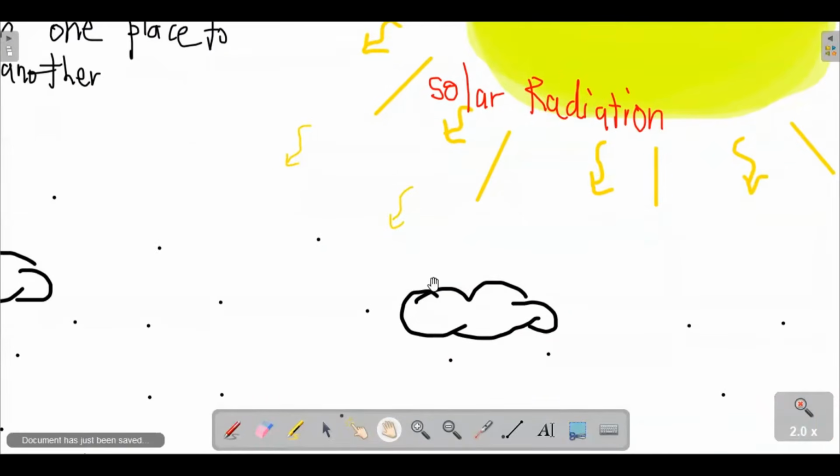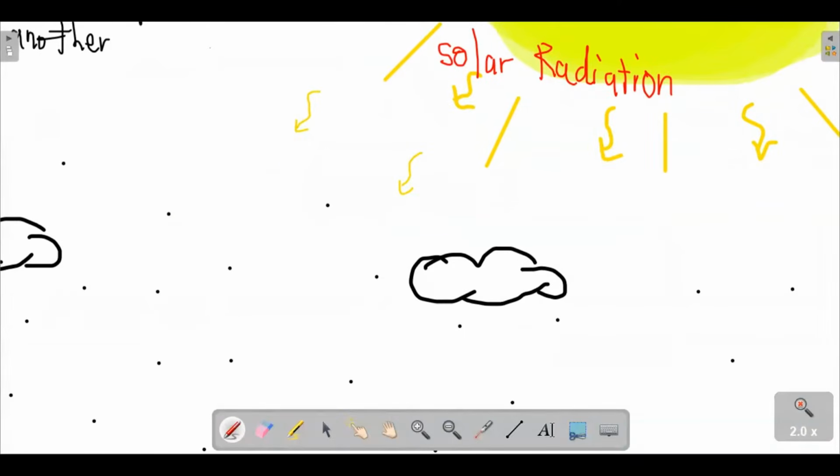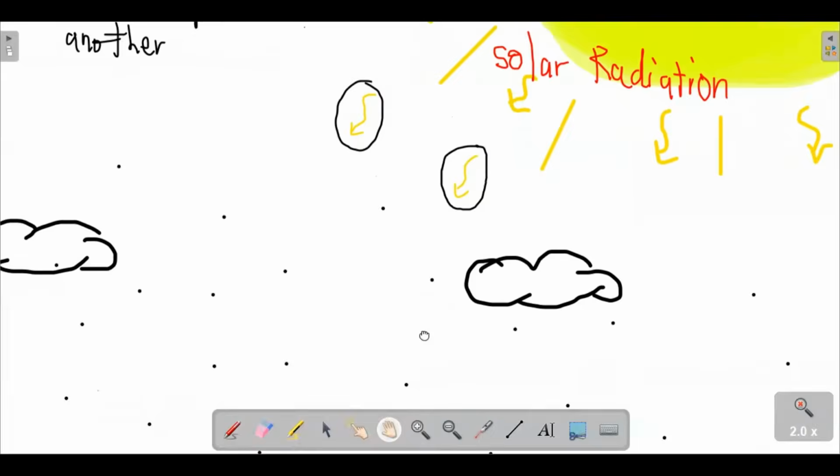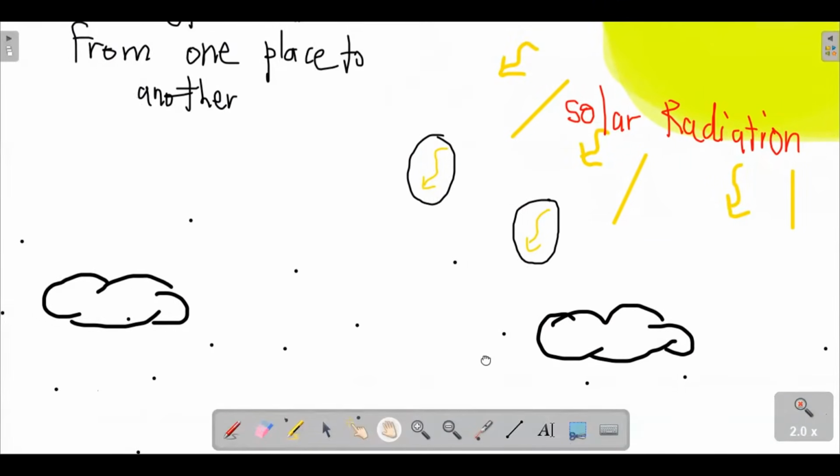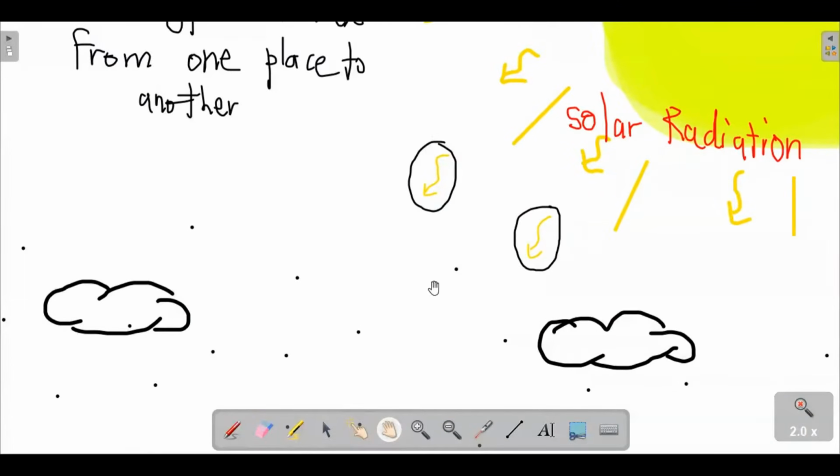Okay, so it's incoming, it's coming towards us, right? As you can see over there, these represent the solar radiation that the sun releases towards Earth. Now, when this solar radiation, this energy from the sun, is coming towards us, we say that it is insolation.